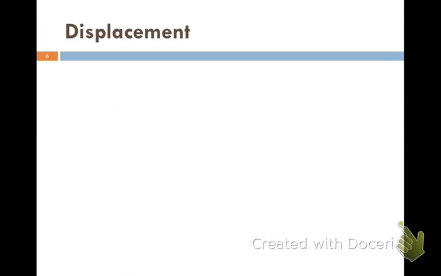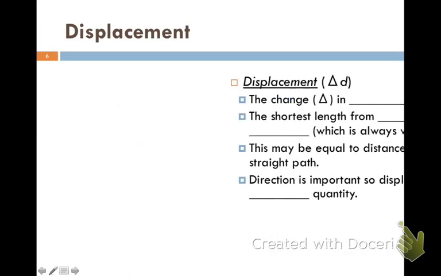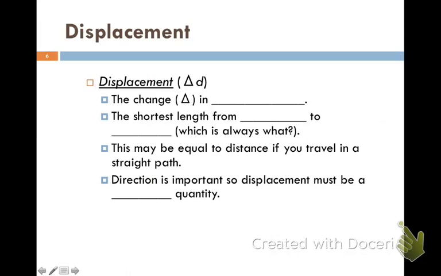Our next term is going to be similar to distance, but very importantly different. So that's going to be displacement. So displacement is the change in position. That's what that triangle ahead of the D stands for. And displacement is the shortest length from start to finish. It may equal the distance if you travel in a straight path.